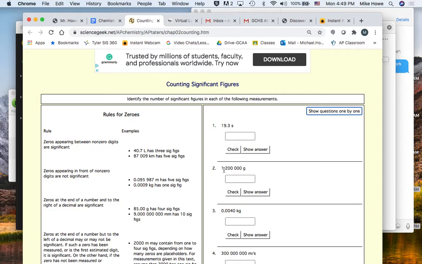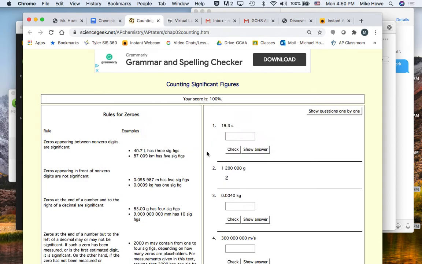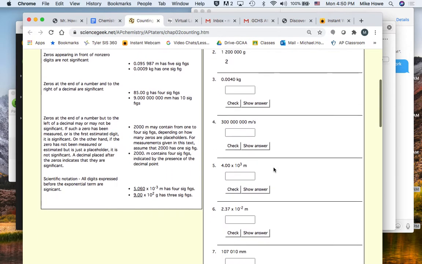This is 1, 2 significant digits. These zeros are not significant because there is no decimal. Zeros at the end are significant if there's a decimal, and there is no decimal, so there'd only be 2. So you put in 2, and you check your work, and you find out you got it right. So this little activity will give you immediate feedback.